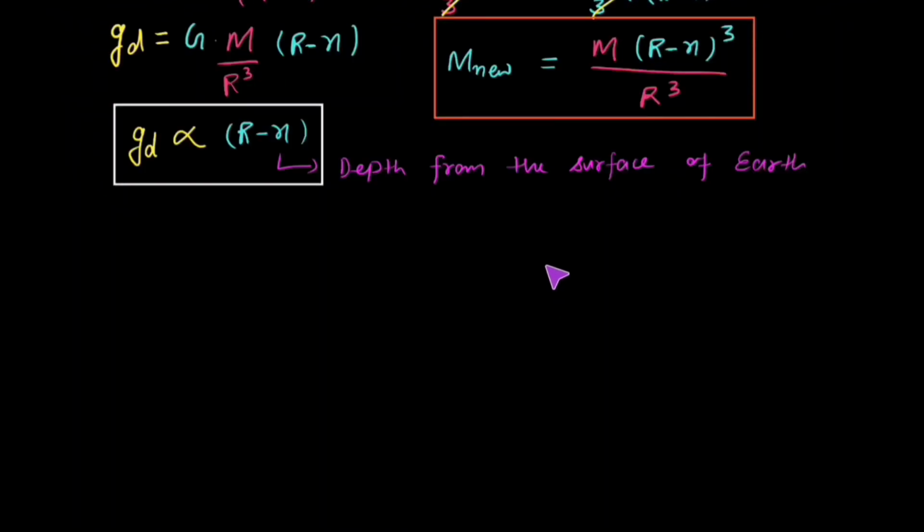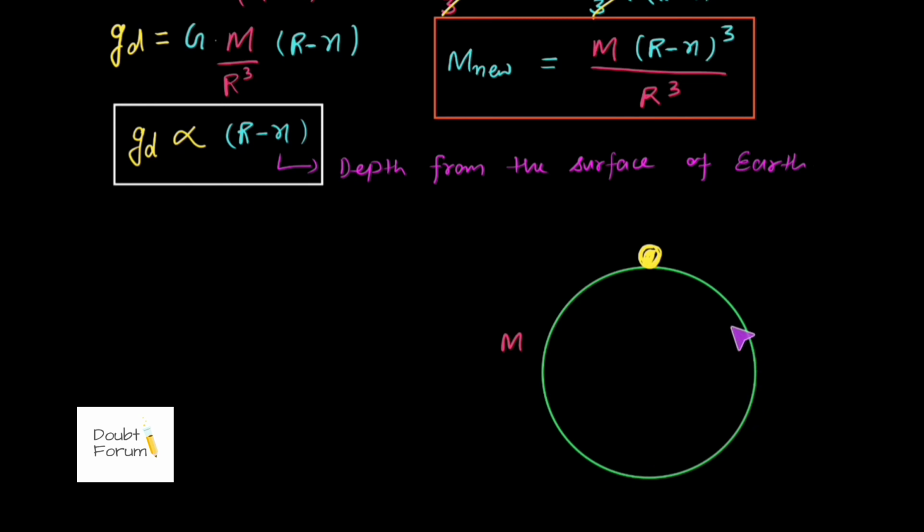In the question, we are asked to find the variation in the acceleration due to gravity if we move from the center of Earth and move away from it. We have seen that when the object was lying on the surface of Earth, the whole mass of Earth, that was capital M, was contributing in the gravitational force. Not only that, when the object was at a height h, then also the whole mass was contributing in the gravitational force. But the scenario changes as we move inside the Earth.